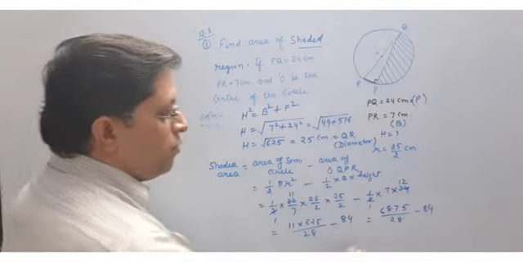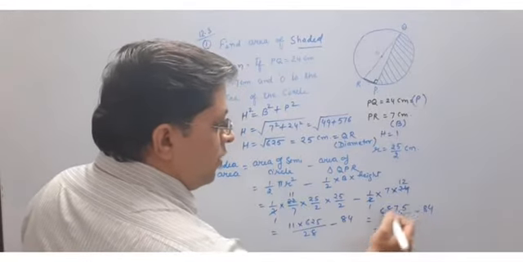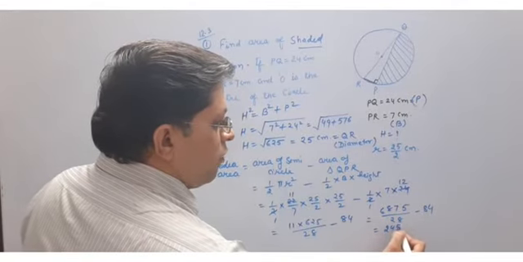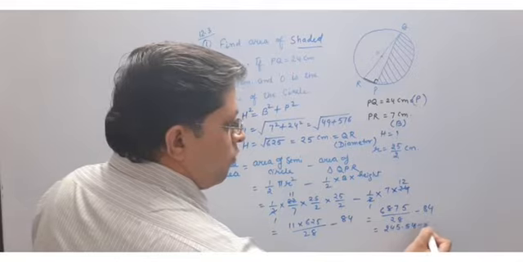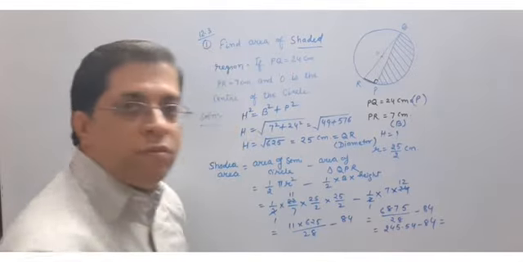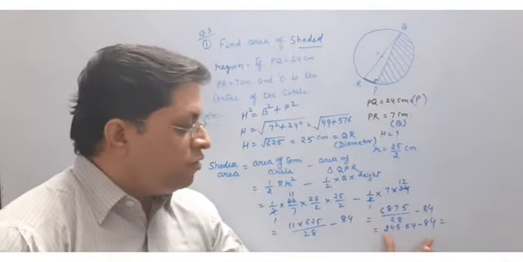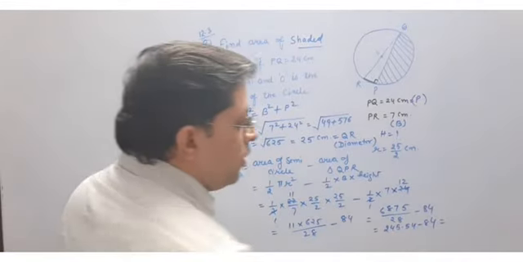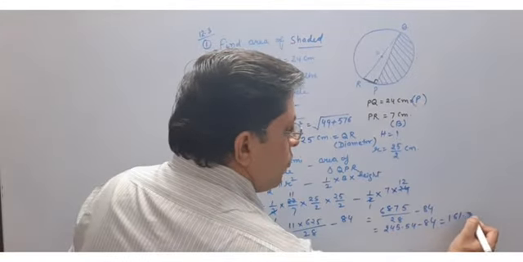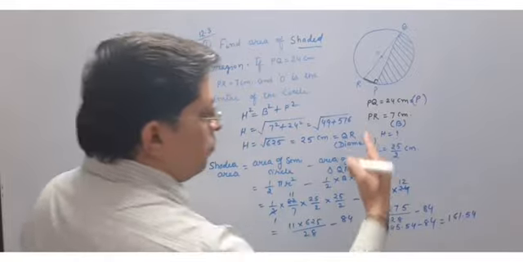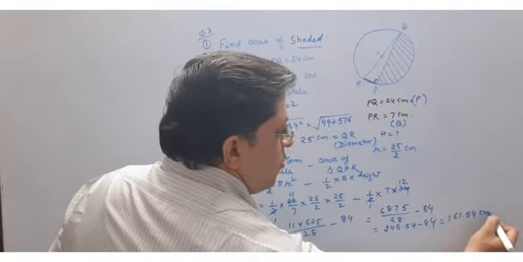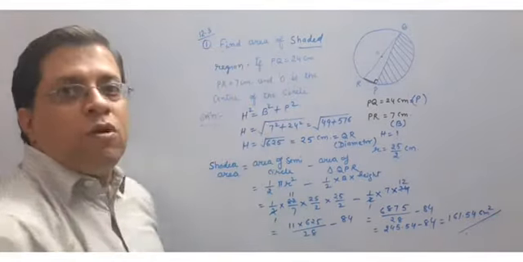Okay, if you divide it, what will you get? 245.54 minus 84. Okay, after subtracting, what will you get? You will get 161.54. The unit will be centimeter square. This is your answer.